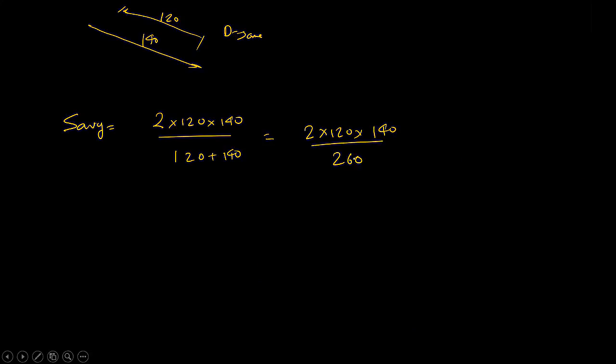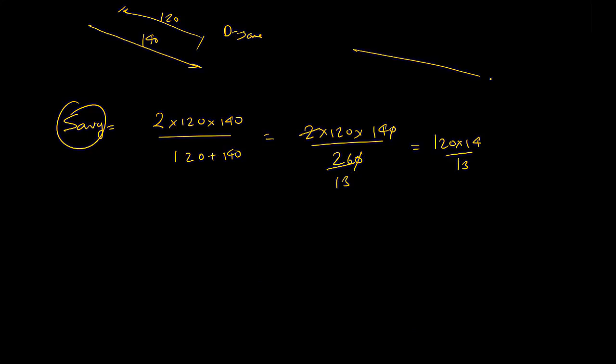Never multiply or divide until necessary. You want to cancel a zero, be my guest. You want to cancel this two, that is fine. You still have 120 into 14 upon 13. That is the average speed. Now, do you understand? As long as the car reaches the top, the dog will keep on running at this speed. This is the average speed, up and down.